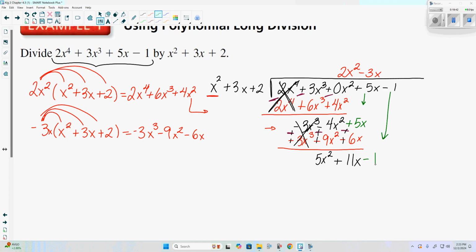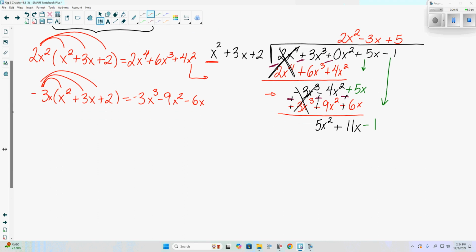And again, we bring down the minus 1. Lastly, questions on this here before we move on to the next step? What times x squared gives us 5x squared? 5. And since it's positive, it's going to be plus 5. Since the x squareds already line up, we're just saying what times the number in front gives us the number in front. What times 1 gives us 5, which is 5.